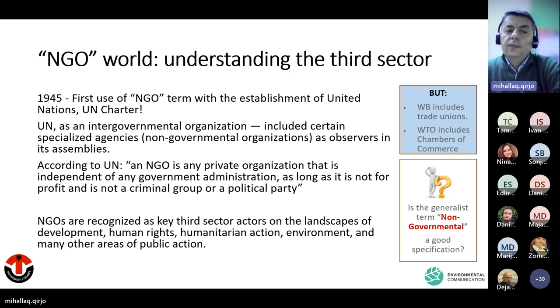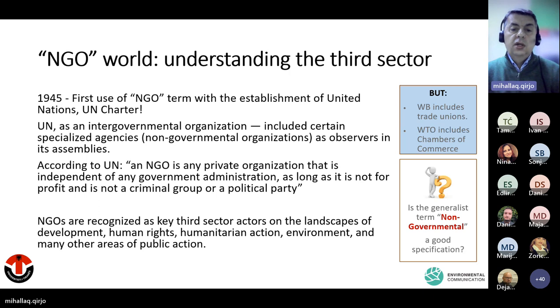But later on, the definition from the UN came: an NGO is a private organization that is independent of any governmental administration, as long as it is not for profit, not criminal, not political. So basically, if you are not one of those three, you fall into the category of non-governmental organization. But different institutions and agencies do have other definitions. For example, the World Bank includes trade unions. Some do not, but some do.